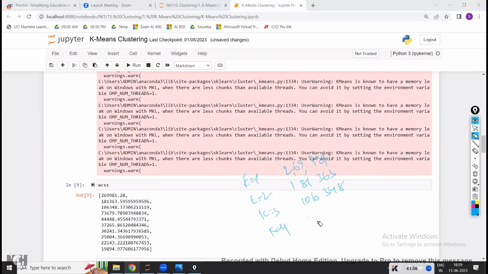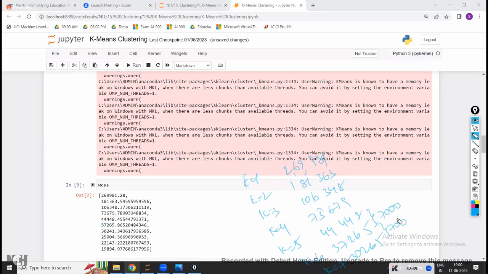K is equal to 4, 73,679. What is the difference between them? Approximately 33,000. Okay, done. K is equal to 5, 44,448. What is the difference between them? 29 something. Now K is equal to 6, 37,265. What is the difference? Approximately only 7,000. K is equal to 7, 30,265. Again 7,000. So here the difference is 7,000, and here also the difference is 7,000.